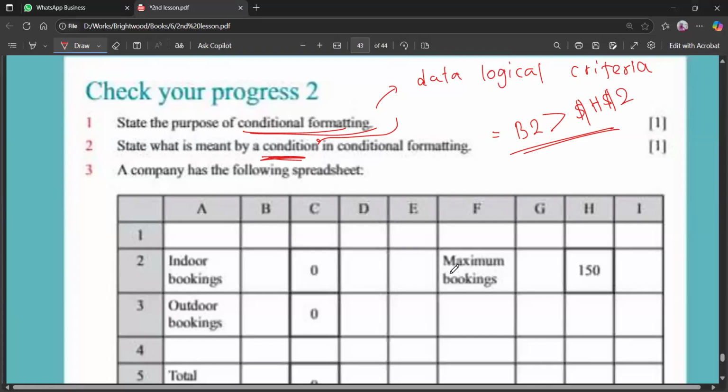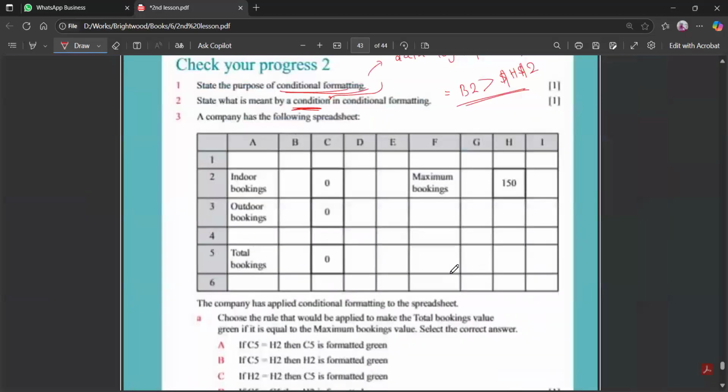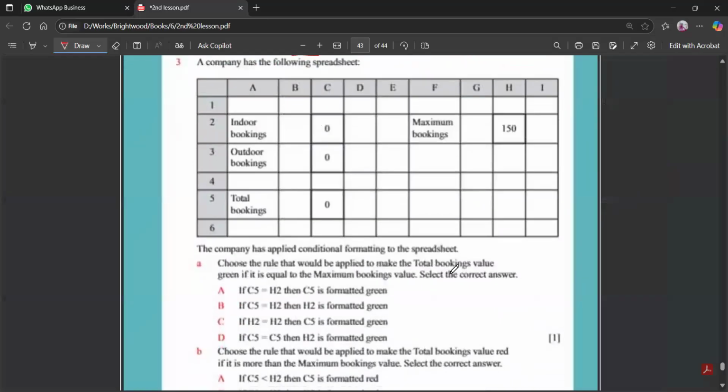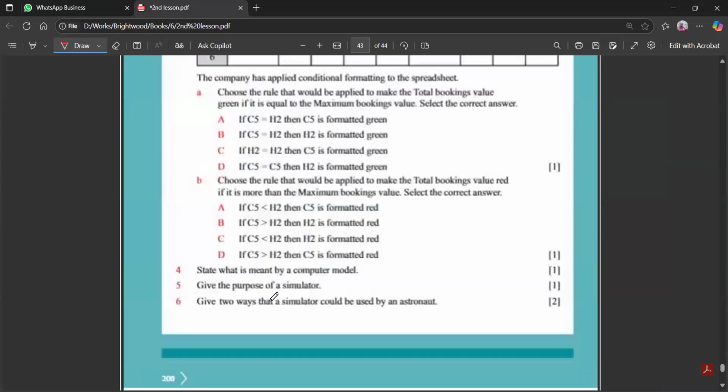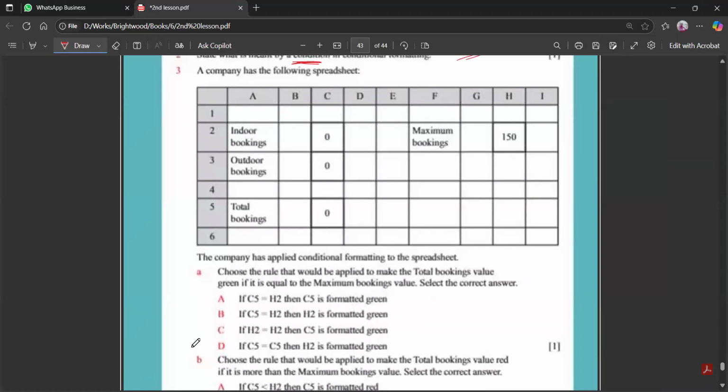Here there is a company spreadsheet. You can write answers according to this. Please try. A company has the following spreadsheets. Try to write the answers for this. You have some time. Before ending this period, try to write these answers. We will discuss later on.